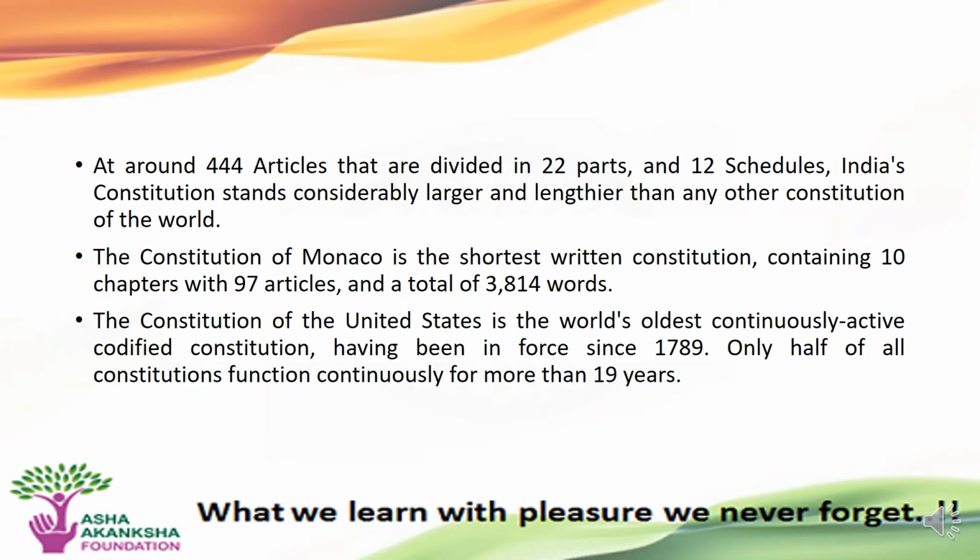The Constitution of Monaco is the shortest written constitution, containing just 10 chapters with 97 articles and a total of 3,814 words. Although the Constitution of the United States is considered the world's oldest continuously active and codified constitution, which has been enforced since 1789, only half of the constitution functioned continuously for more than 19 years.